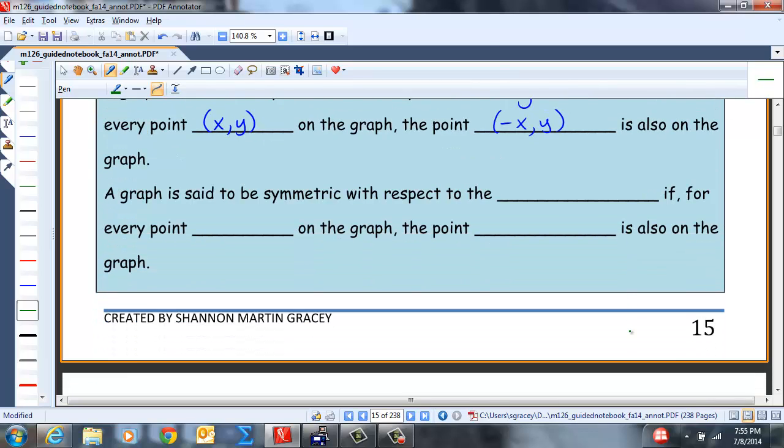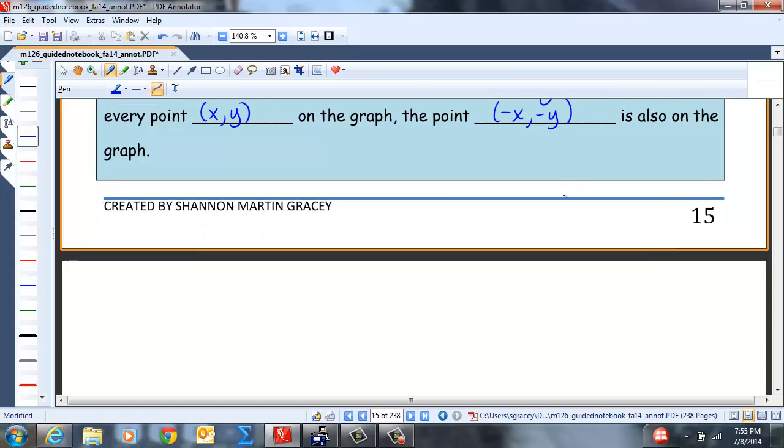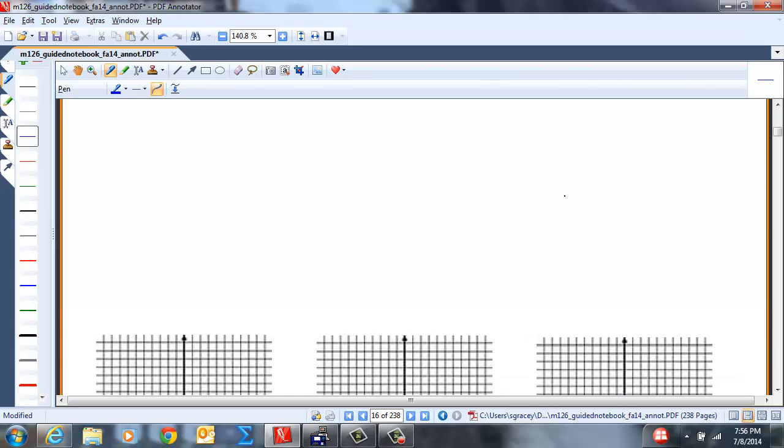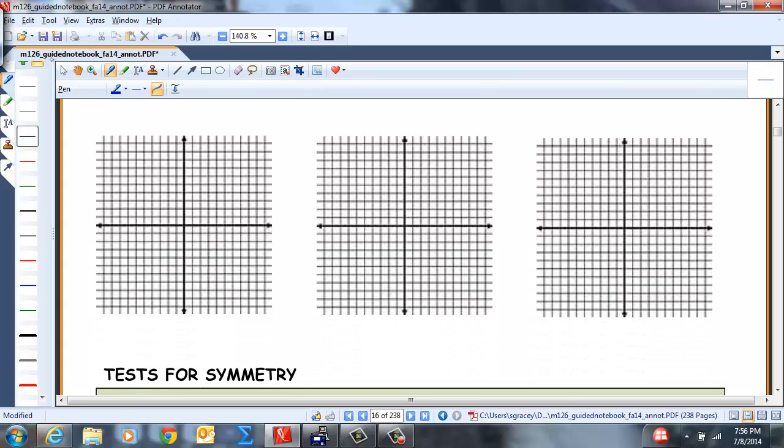All right, so a graph is said to be symmetric with respect to the origin if for every point x, y on the graph, the point negative x, negative y is also on the graph. So let's just draw a picture of some situations. I'll draw a picture and you try to guess which situation I gave you a picture of, and then we'll write it at the top there.